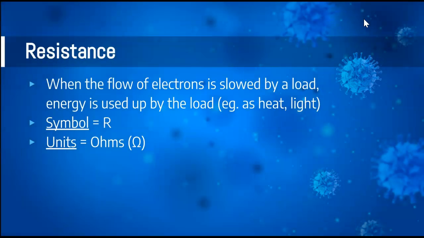Now, when the flow of electrons is slowed by a load, the energy is used up by the load. So it's going to be consumed or converted into heat or light or motion, as in like a fan. The symbol for resistance is R, and the units that we're measuring it in are called ohms. And the symbol for it just looks like a kind of a horseshoe.